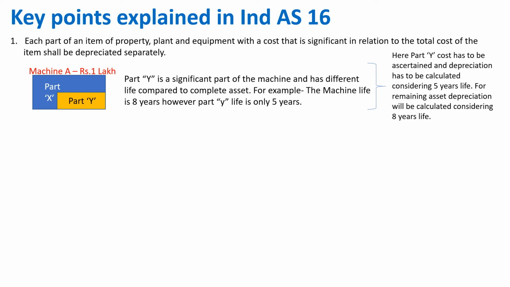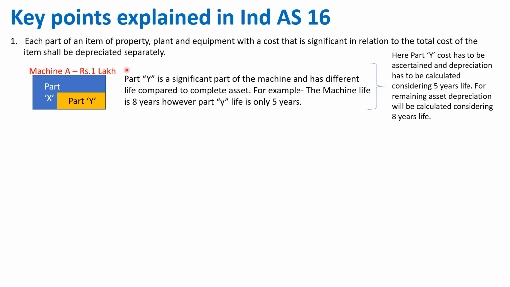Correct? So if you see in the current example, there is a machine A which you have considered for 1 lakh rupees. Okay, and it has two parts, part X and part Y. Part Y is a significant part of the machine and has different life compared to the complete asset. For example, the machine life is 8 years. However, part Y life is only 5 years.